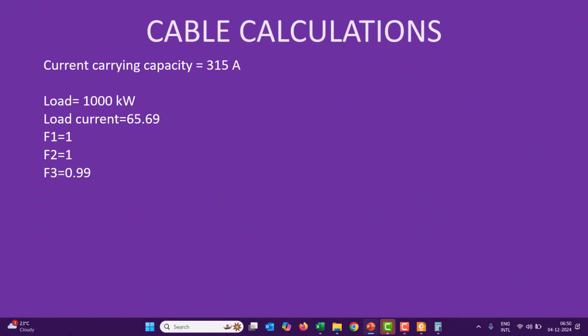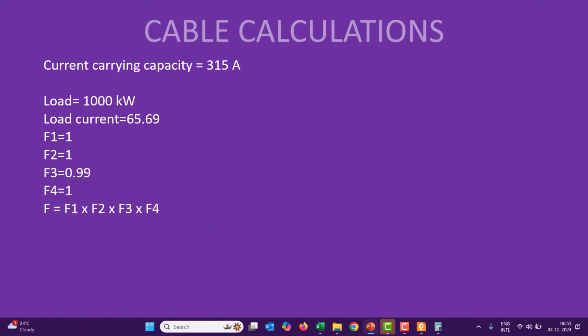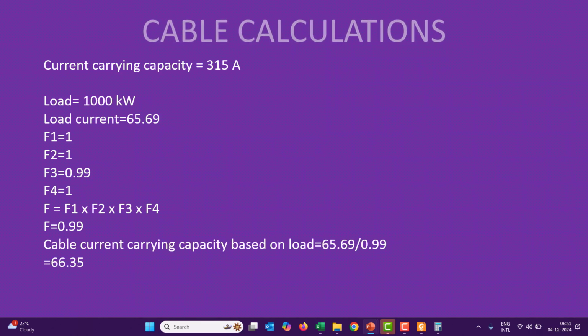So F2 equal to 1, F3, the rating factor related to depth of laying, equal to 0.99, F4 equal to 1. Then the overall rating factor F equals F1 into F2 into F3 into F4. That value will be 0.99. Then we have to find the cable current carrying capacity based on the load. That will be load current divided by correction factor. 65.69 divided by 0.99 will be 66.35.